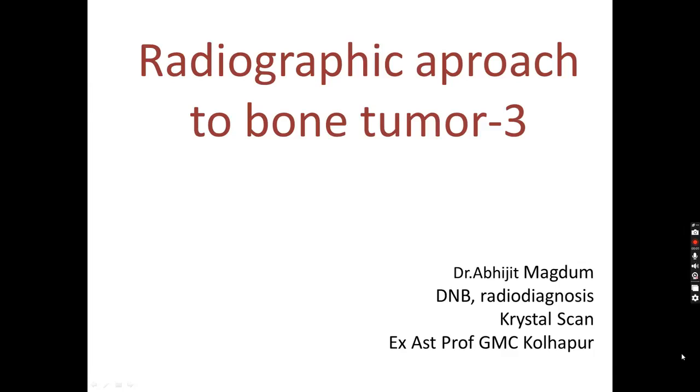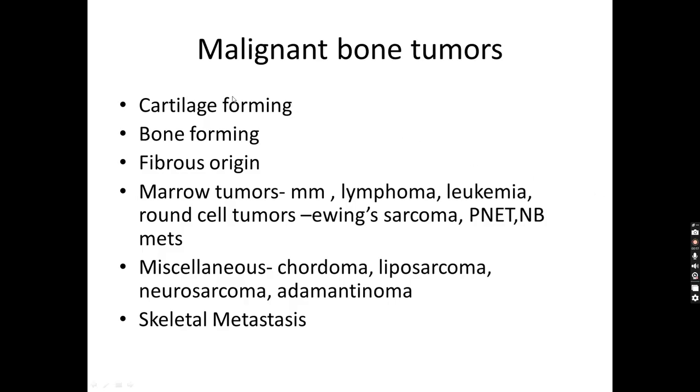Tumors. We have already covered approach to bone tumors in part 1, and in part 2 we have covered benign bone tumors. Now we will cover malignant bone tumors in this part 3. We have divided it into cartilage, bone, fibrous forming, then the marrow tumors like multiple myeloma, lymphoma, round cell tumors like Ewing sarcoma, then miscellaneous like chordoma, and then skeletal metastasis.